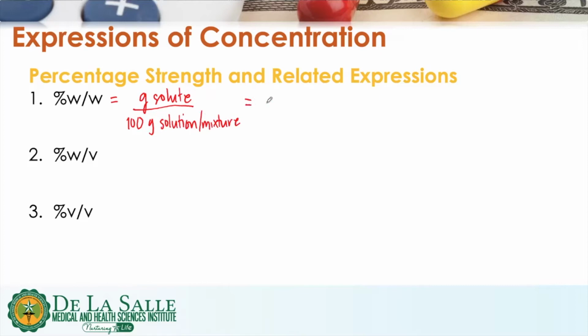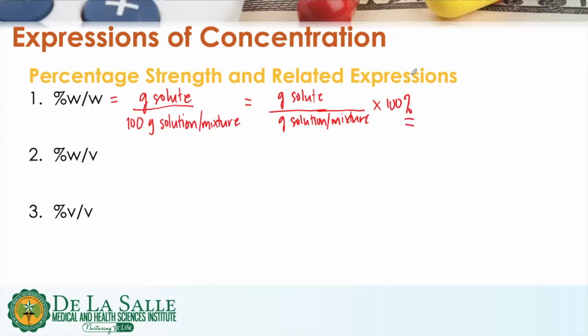Another formula that we may use for percent weight in weight is the weight of the solute divided by any weight of the solution or mixture times 100. Now, in most of my calculations, I normally use the symbol percent.